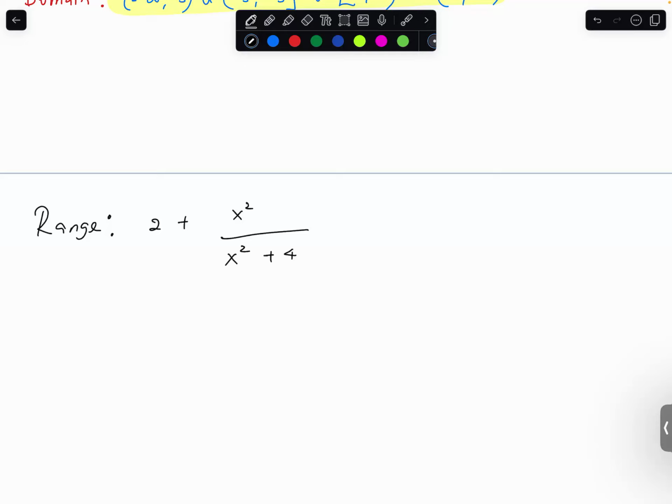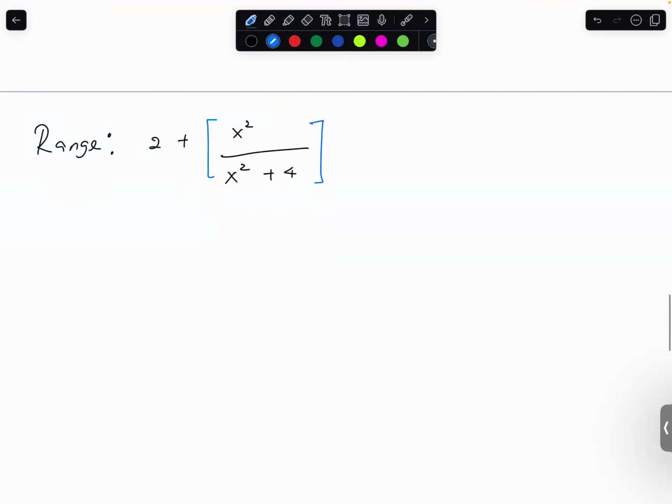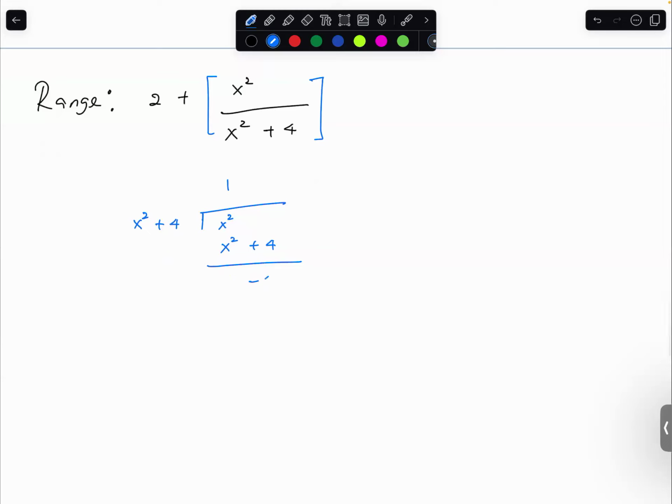So if you look at this term here, this is an improper partial fraction. So we can simplify this by using long division. For example, if we take this, this will be x squared, and then this is going to be x squared plus 4. So x squared into x squared, this will be 1. 1 times x squared, so we have x squared. 1 times 4, then we have plus 4. And if we subtract this, we have -4.